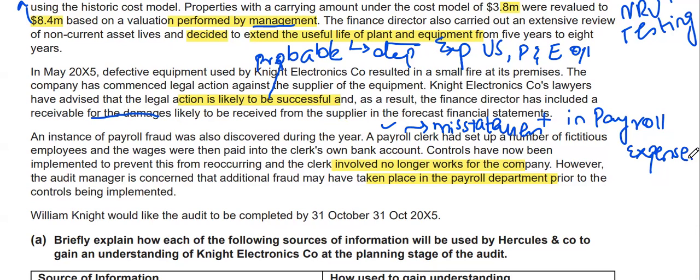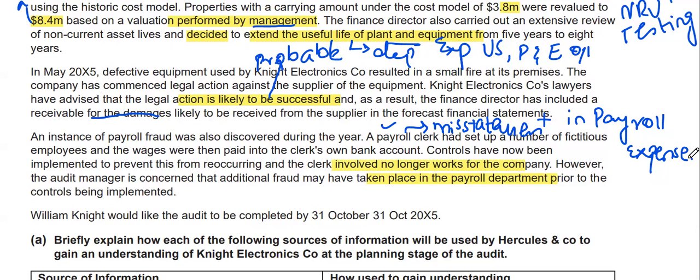You can also explain that the previously discovered payroll fraud suggests a historical weakness in the internal control system, which means that there is a control risk as well. And as a fraud already occurred, there are potentially other frauds in the payroll system as well, which they have not yet identified. That's why we have a risk that there could be misstatements in payroll expenses.